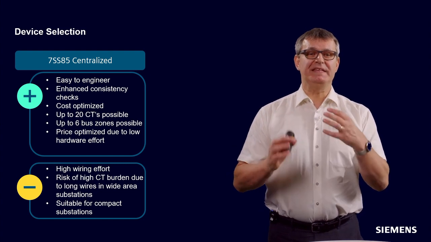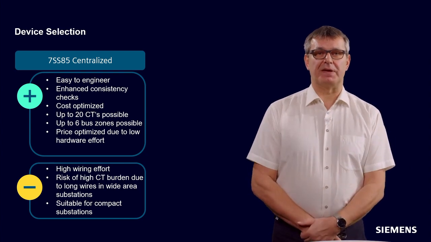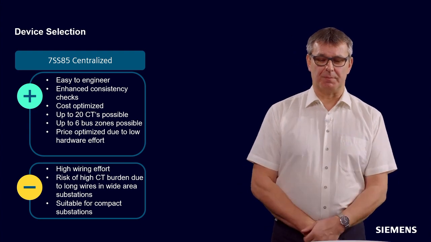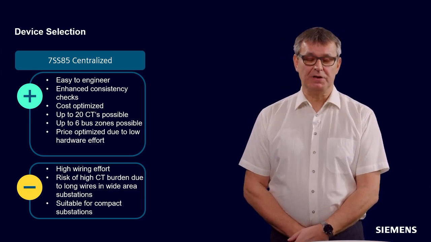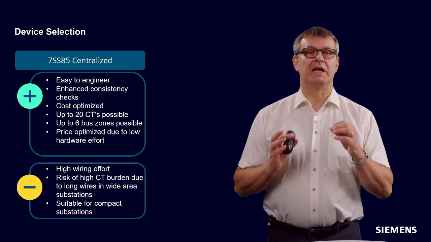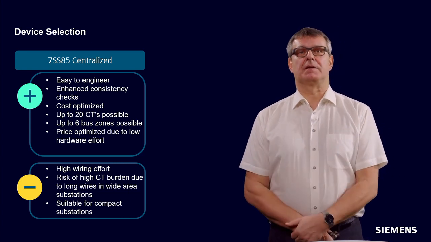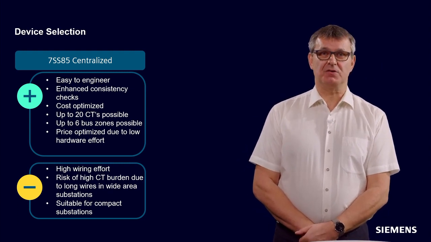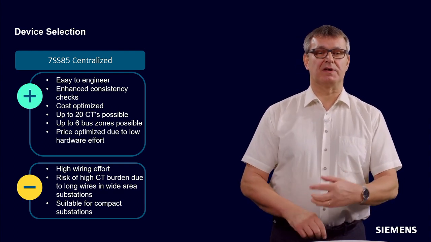Up to 20 CTs are possible. This may be a disadvantage compared to the distributed busbar protection, but compared to all other competitors of busbar protection devices, this is a big advantage, because we are the only vendor which allows a centralized busbar protection with up to 20 CTs, 20 current measuring points, meaning 80 current inputs within one device. We can deal with up to 6 bus zones. And as said, it's price optimized due to a low hardware effort.